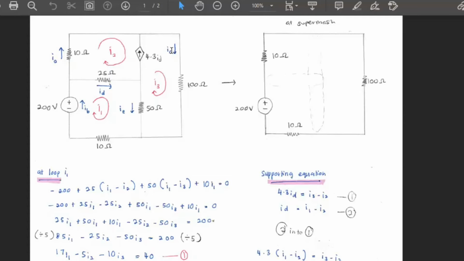Right now, in the third question, I will explain how to use mesh analysis to find the branch currents IA, IB, IC, ID, and IE. In this figure 3, there is a dependent current source between loops. So I apply supermesh, and when using supermesh, we need to find the supporting equation.